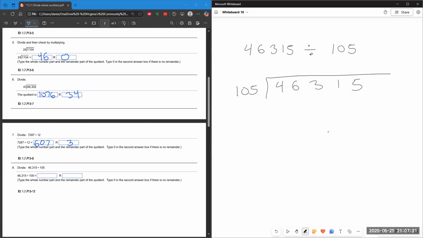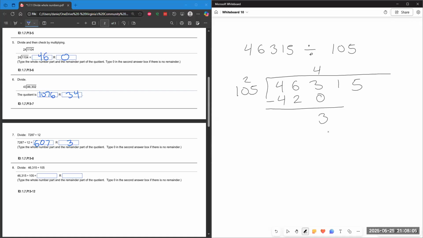So if I put 105 on the outside, 46315. I'm not going to be able to get 105 into anything less here. It's not going to go into 4 or 46. It's going to have to go into 463. Just going to guess, 100 goes into a number between 400 and 500, so I'm going to guess 4 times. 5 times 4 is 20. 0 plus 2 is 2. 4 times 1 is 4. That looks good to me.